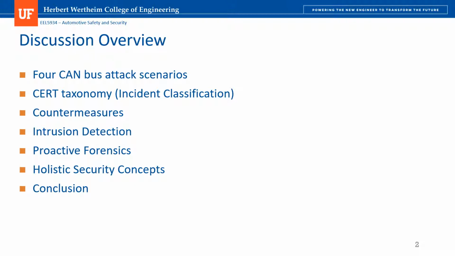These different attack scenarios were targeting particular components of a vehicle that are pretty standard in pretty much every modern vehicle. Then for each one of these attacks, there'll be a CERT taxonomy assigned, which is an IT security method for incident classification. We'll look into countermeasures such as intrusion detection and proactive forensics. And then we'll close up with looking into what the paper refers to as holistic security concepts.